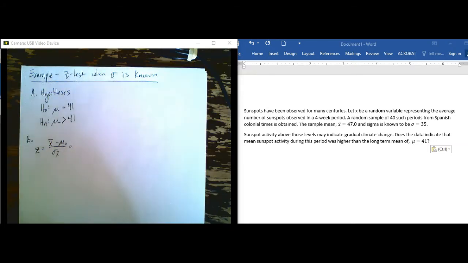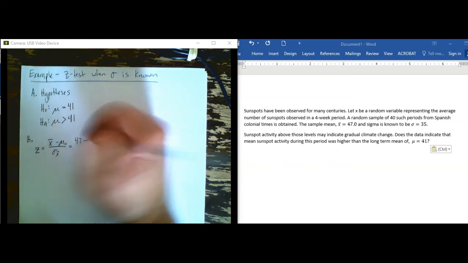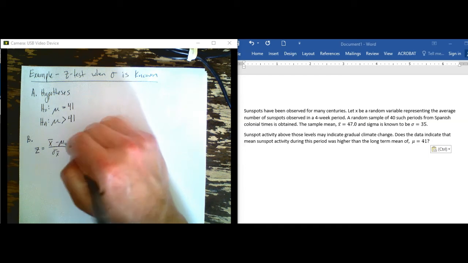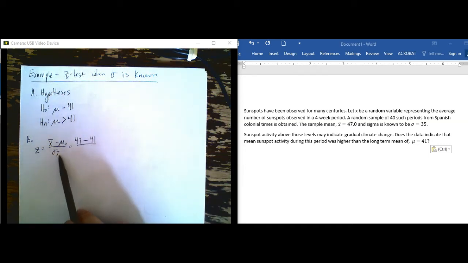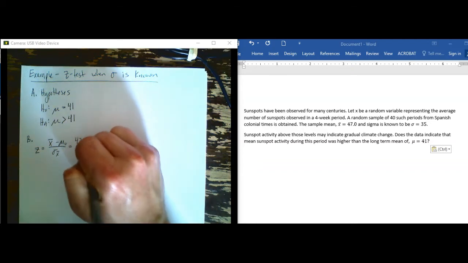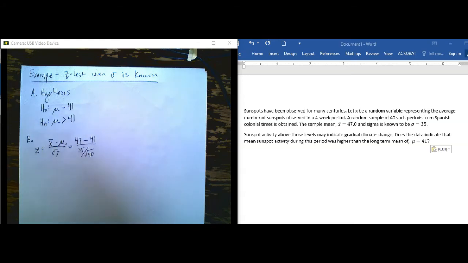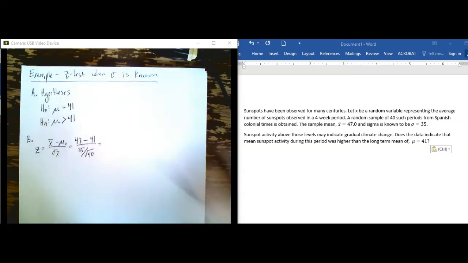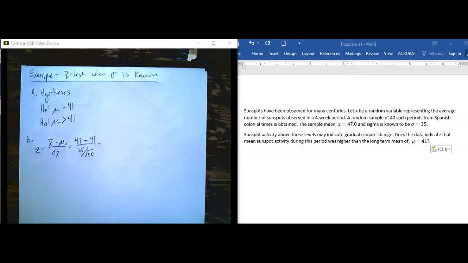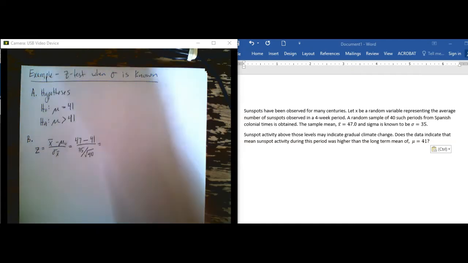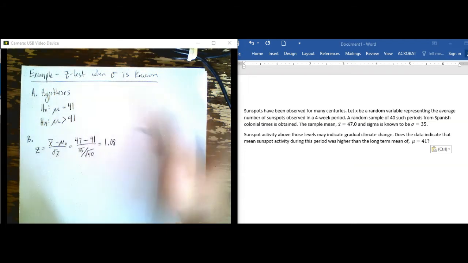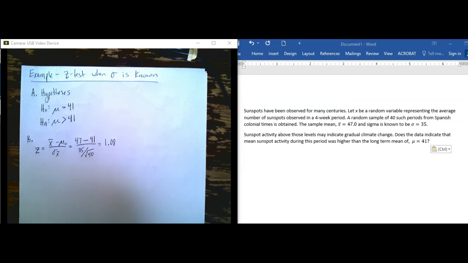So this is equal to, what's our x bar? 47 minus mu naught is 41 over our standard deviation for the sampling distribution, remember, is sigma over the square root of n. Make sure you use the right value there, not just sigma, okay? So let's calculate that, see what we get. I'm getting 1.08. So our z-test statistic is 1.08.